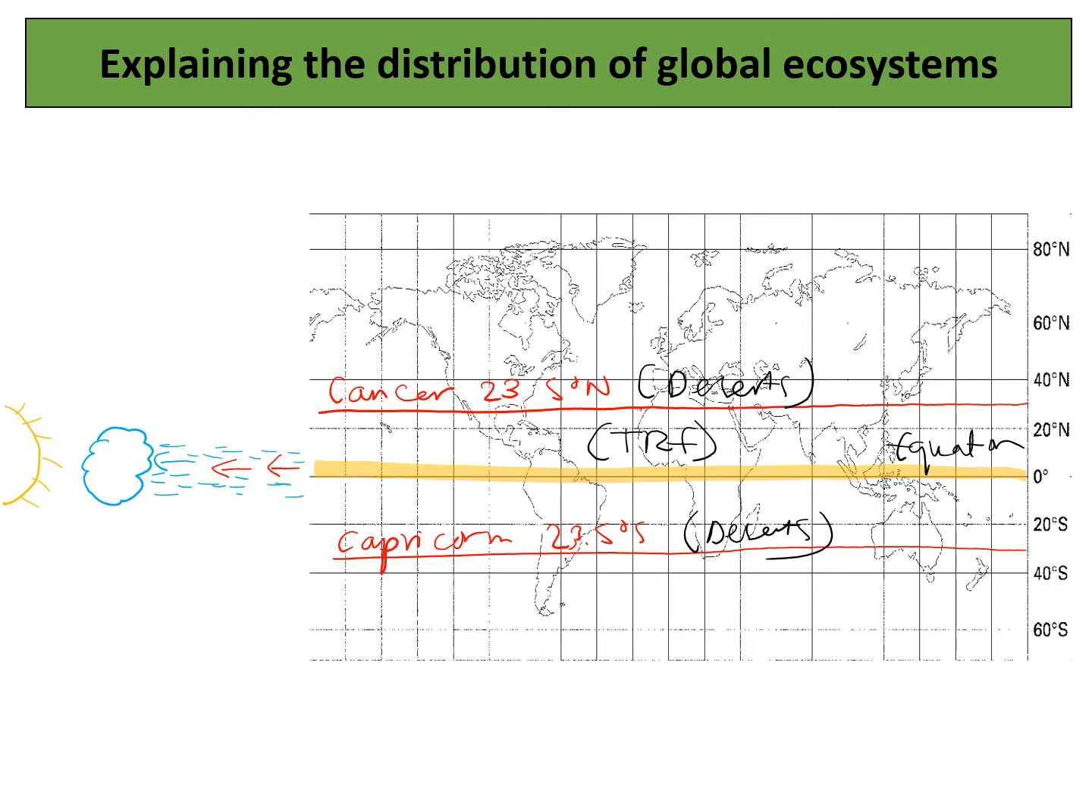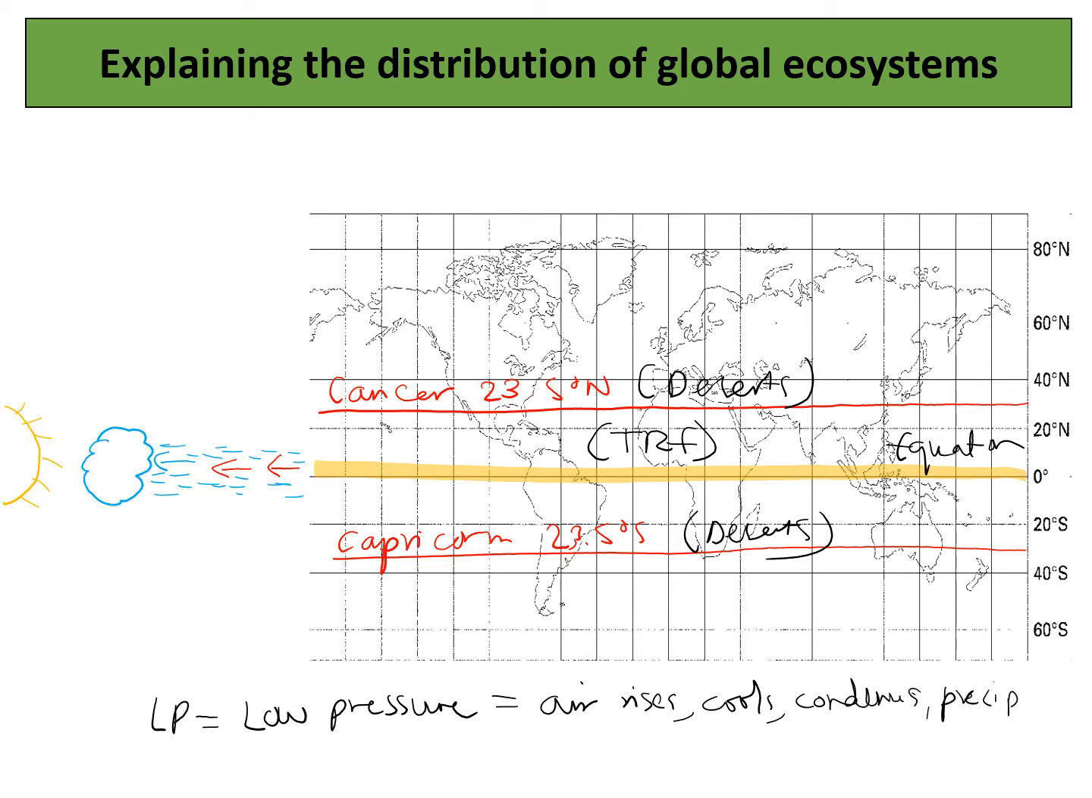And this is because of low pressure. So LP equals low pressure. In low pressurized areas, the air rises, cools, condenses, and precipitates, which is another word for rains.